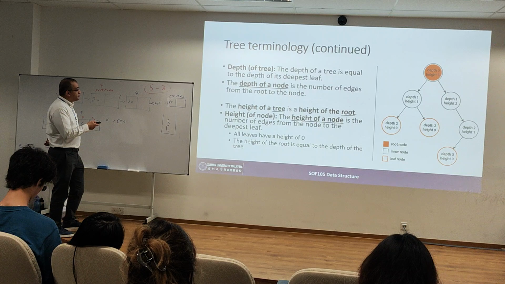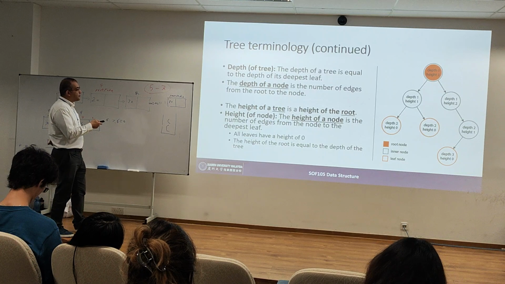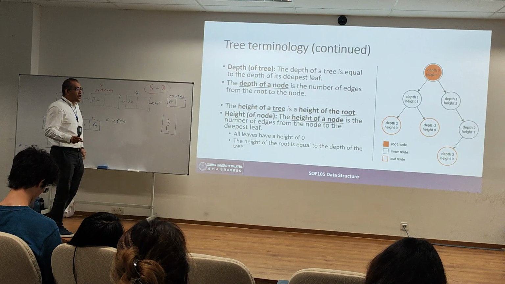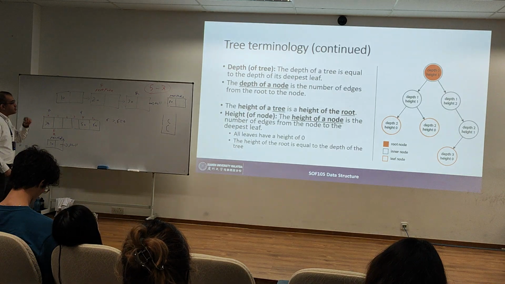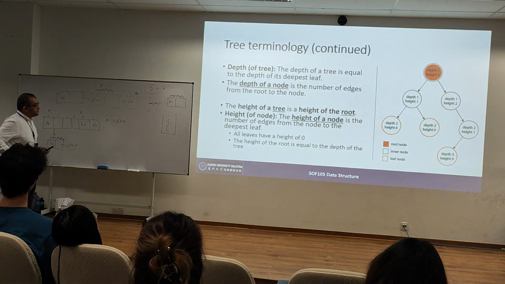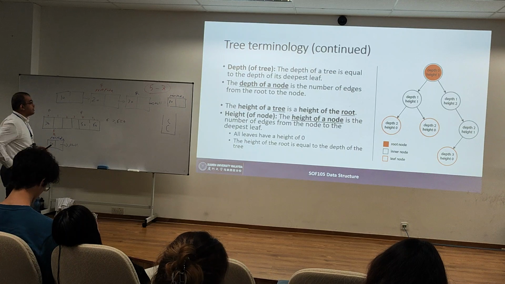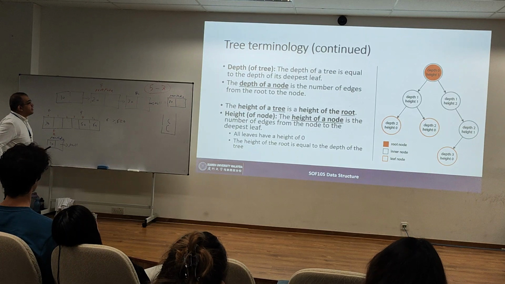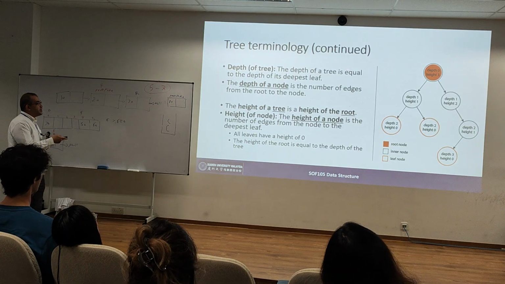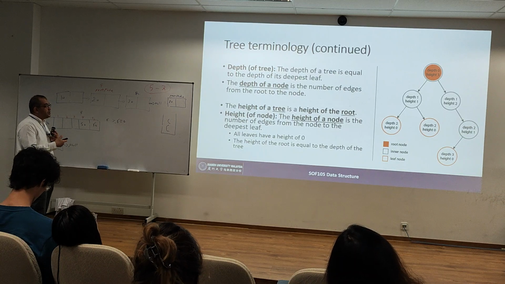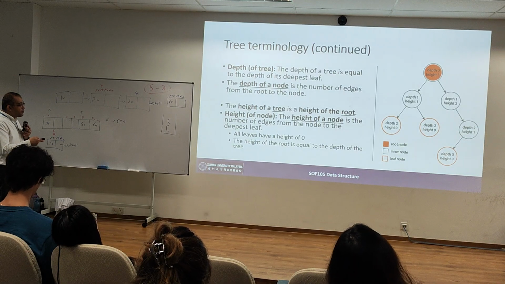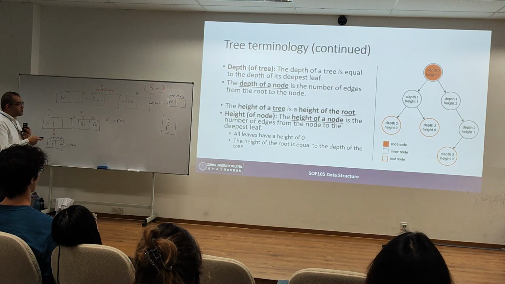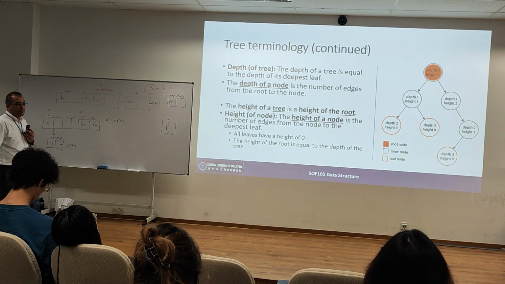We have two very important terms here: the depth of the tree and the height of the tree. Sometimes students confuse the two. So, what is the depth of the tree? The depth of the tree is equal to the depth of its deepest leaf. The depth of a node is the number of edges from the root to the node.